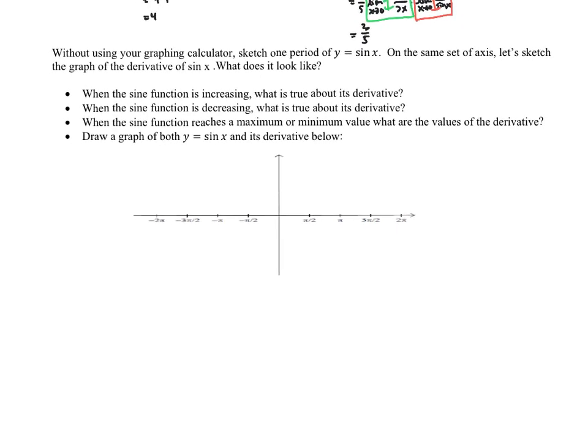Without using your graphing calculator, let's sketch a period of sine on the same axis. Let's also sketch the derivative of sine and see what it looks like. So here's the function sine x, max of 1. It maxes out at pi over 2. It's 0 at pi, has a minimum value at 3 pi over 2, and then comes back to 0 when x equals 2 pi.